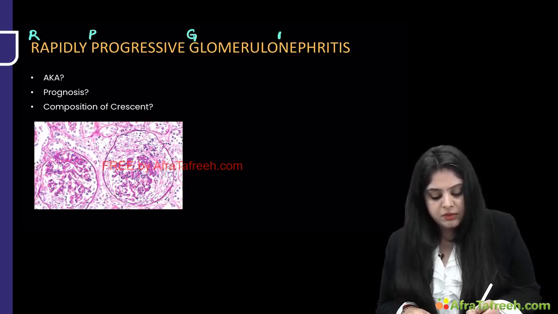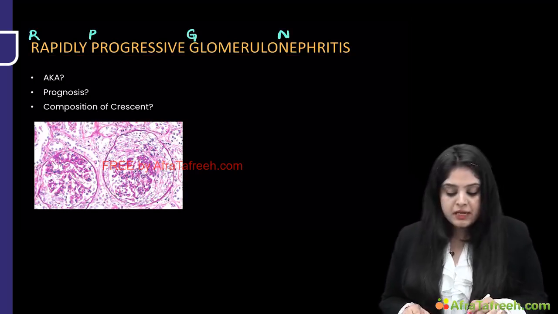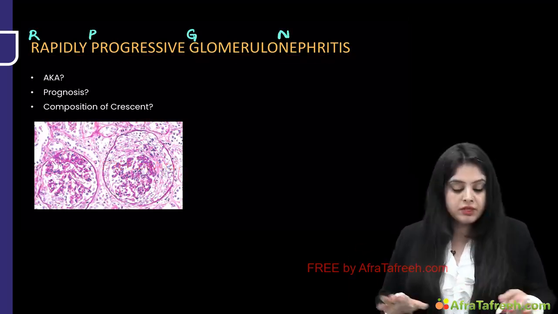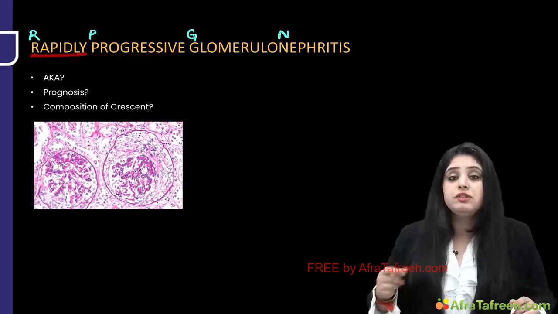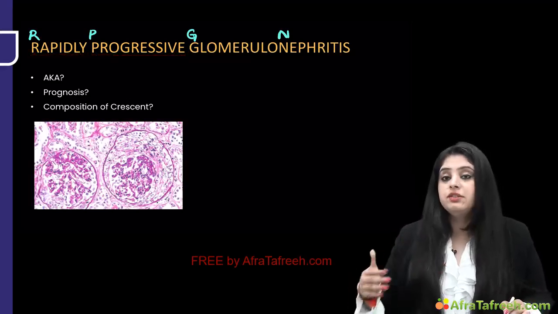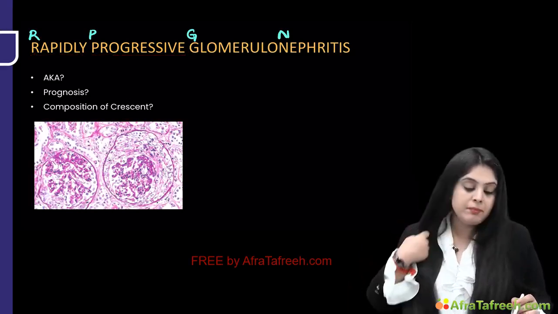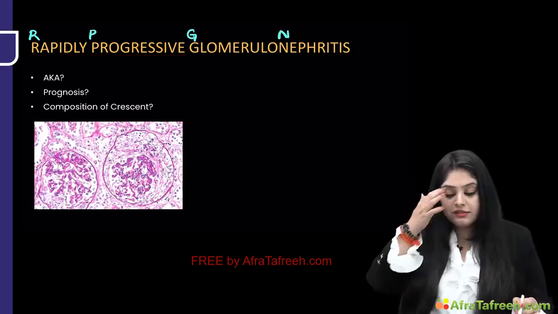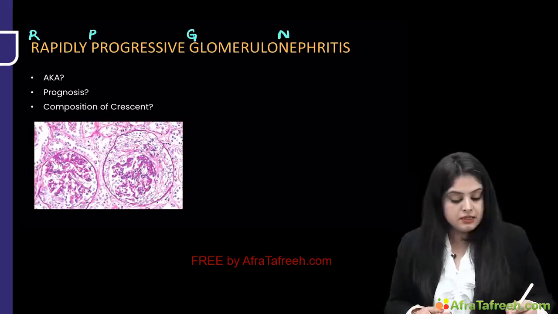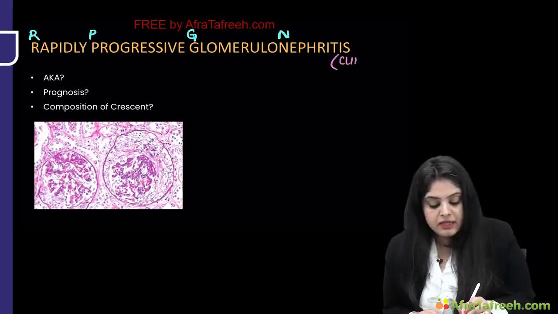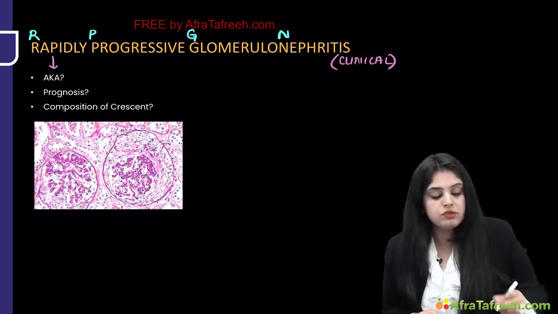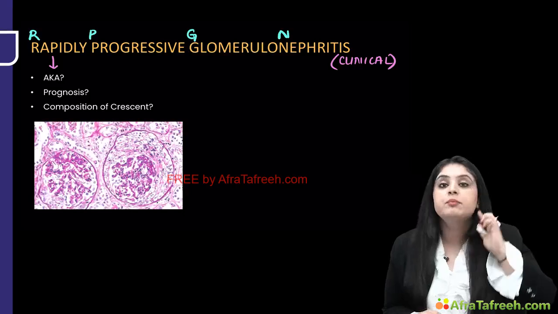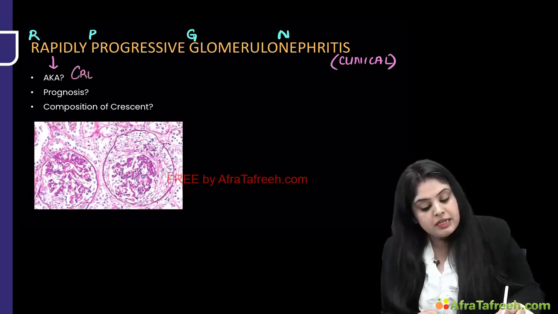glomerulonephritis. It's sounding like a pathology term or a clinical term. Glomerulonephritis means kidney, okay, but rapidly and progressive. Rapidly means patient is deteriorating, his kidney function is deteriorating rapidly. So rapidly progressive glomerulonephritis is going to be a clinical term. And I am currently trying to integrate the clinical aspect with pathology. So what do pathologists call it? Rapidly progressive glomerulonephritis is known as crescentic glomerulonephritis.